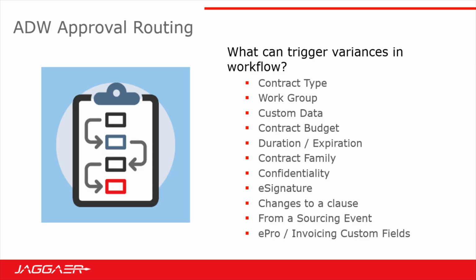With the ADW approval routing, all of these criteria can trigger a variance in workflow. So you can drive your contract workflow by contract type, custom data, the duration of the contract, if the contract is confidential, if there's changes to a clause. There are many, many things that can determine the path your contract takes in approval workflow. You can see that this is very flexible.